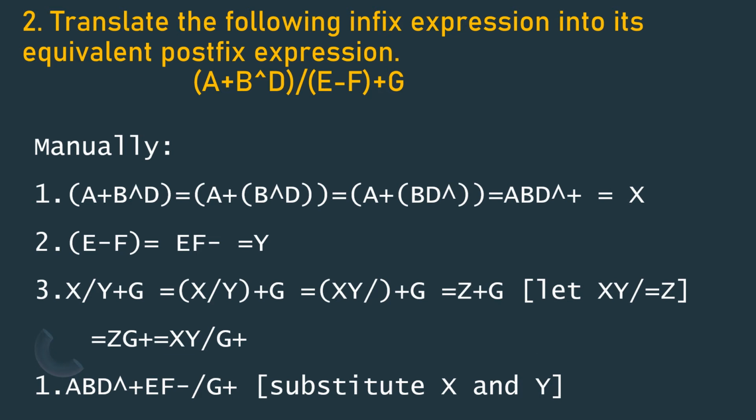So in its postfix form, it will be zg plus, and we can replace the value of z like xy division, then g plus. So this is your answer. Now you just substitute the values for x and y. X is abd exponentiation plus and y is ef minus. So substituting the values, we'll get the corresponding postfix expression.